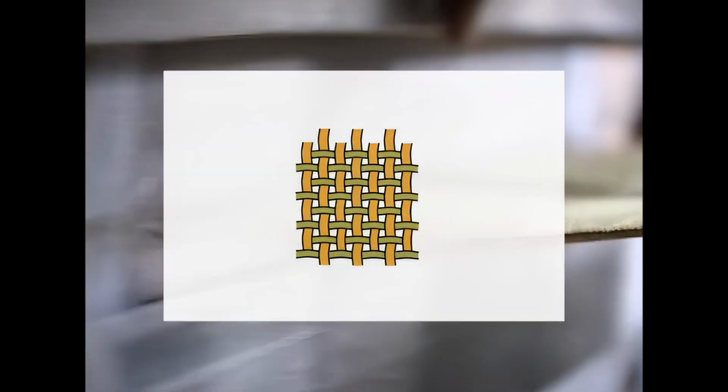A shed. The shed is the space made by lifting up selected warp threads so that the shuttle can pass through. The most basic weave is created by first lifting odd threads and then lifting even threads. This is known as a plain weave or tabby.